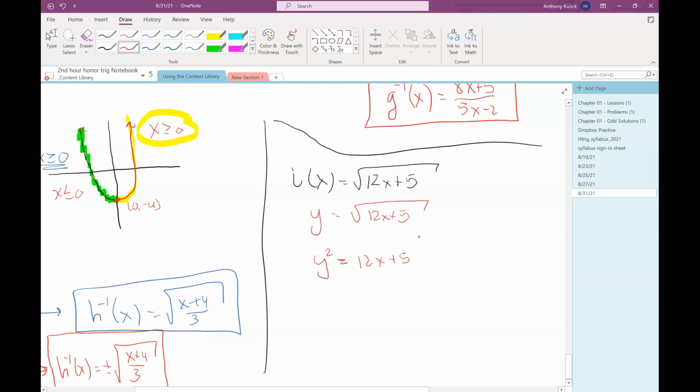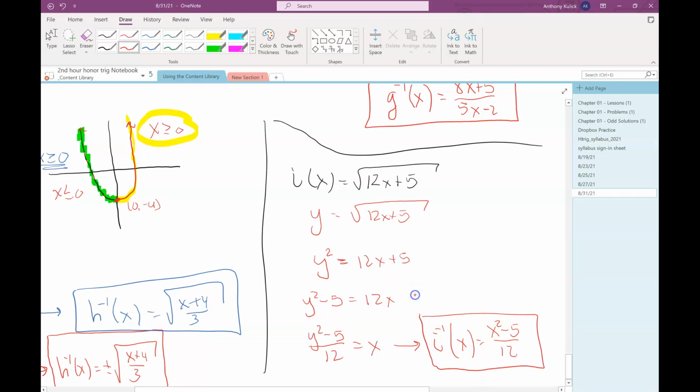And then what would we do? Subtract the 5. Very good. And then divide by 12. Great. And then when we swap our variables and whatnot, we have our inverse function.